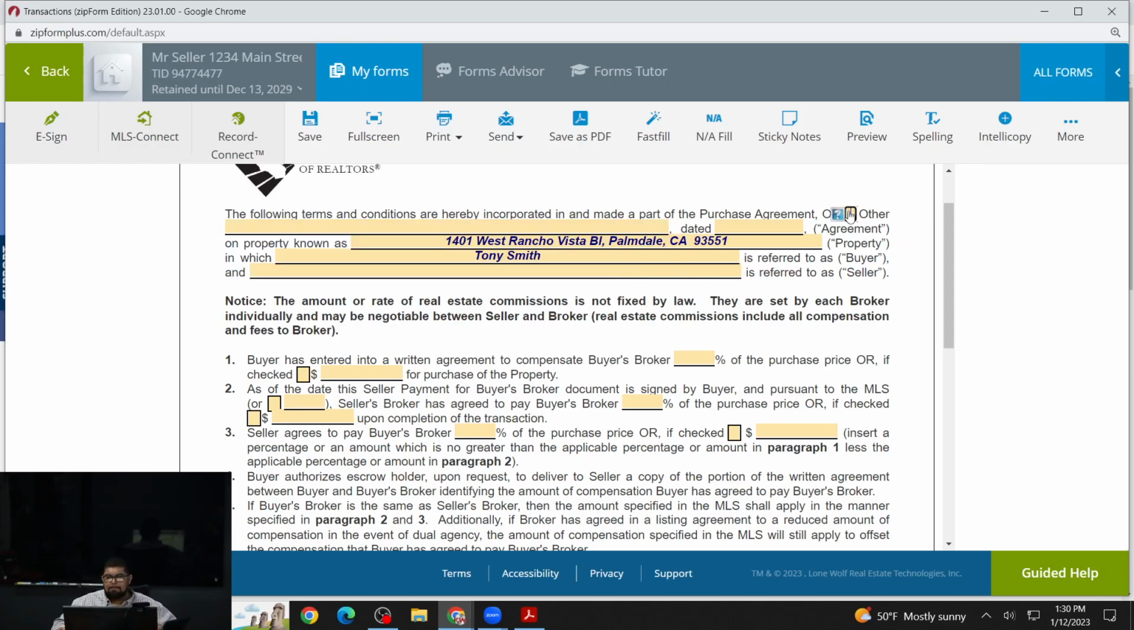Okay, so by default, it's being incorporated and made part of the RPA, the purchase agreement. On property known as, in this case I put the office, right? In which Tony Smith, referred to as a buyer, and whoever the seller is, referred to as a seller. Notice, the amount or rate of real estate commissions is not fixed by law. Are commissions negotiable? 100%. What is going to be the final commission? Whatever you guys agree upon with the principal. Right? Whatever you agree upon with your client is the commission that you're going to get paid.